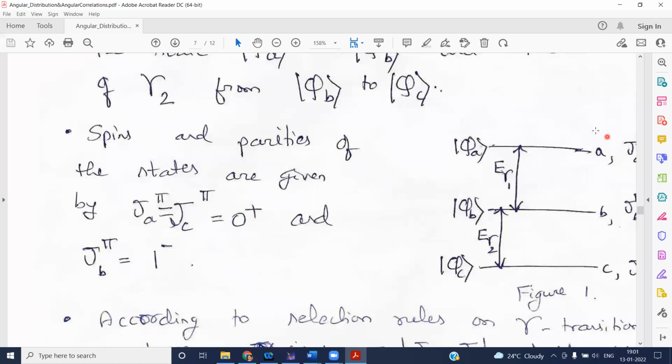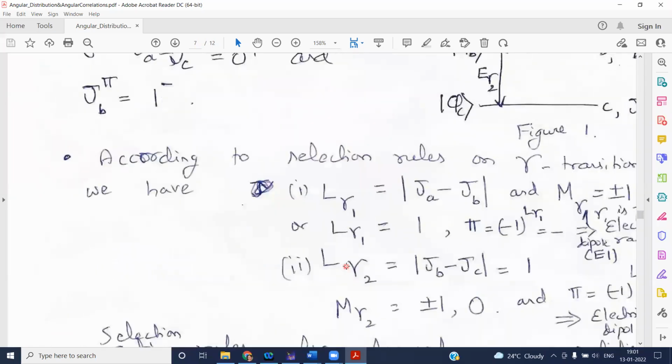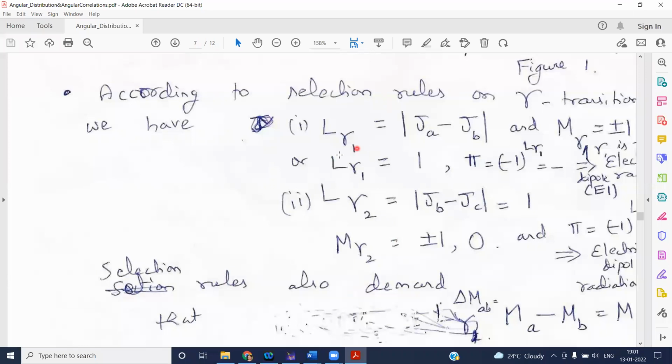If J is 0, MA is 0. That is very clear to everybody. If J is 1, that is JB. What are the allowed values of M? Minus 1, 0, plus 1. All three. So I will say M gamma 1 is going to be plus or minus 1 and 0. It is plus or minus 1 and 0.